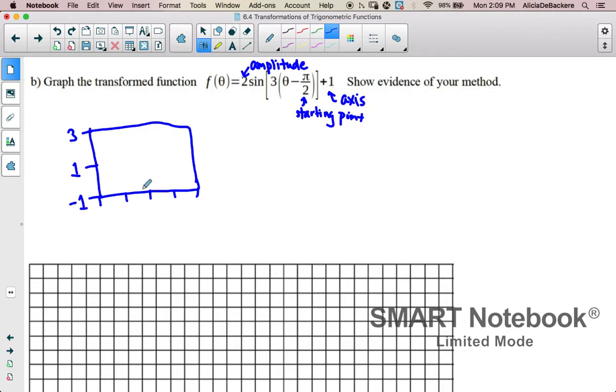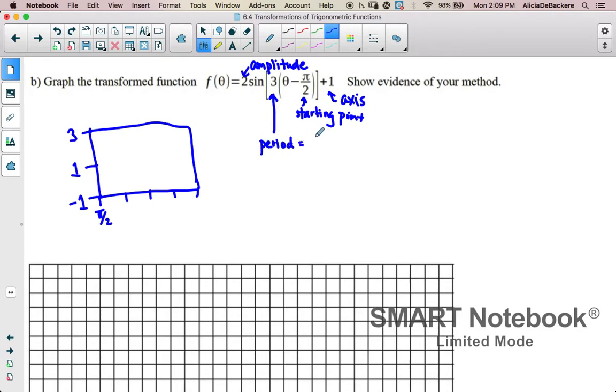So the starting point, and remember it's minus pi by 2 in the equation, which means it's going to be positive pi by 2 on the graph. So flipping that over. So I know I'm starting at pi by 2. Now the tricky part is coming up with the rest of these theta values or x values. So I'm going to now use my k value. My k value is going to help me figure out my period.